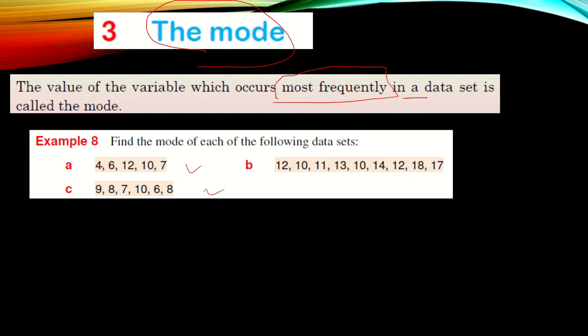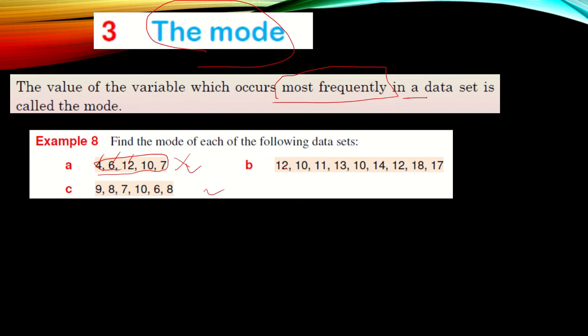In the first one, by observing, look, there is 4, there is no other 4. 6 is here, there is no other 6. 12 here, there is no other. So that means every data is unique. There is no repetition here. That means this one has no mode. So a given data may not have a mode.